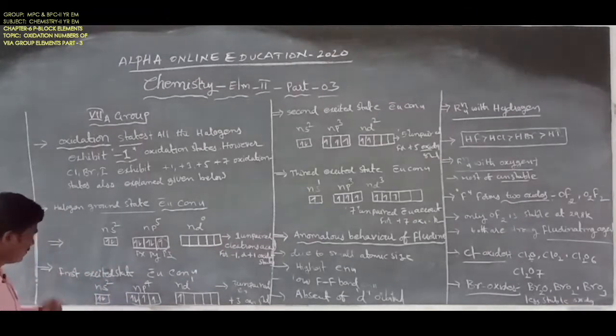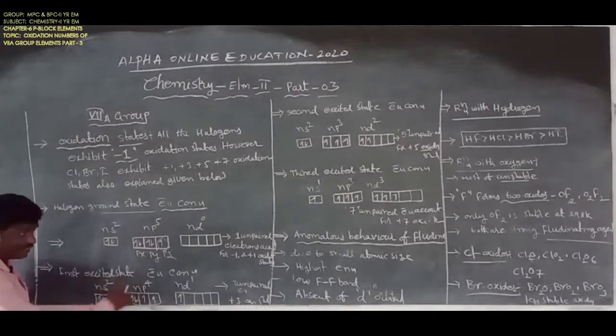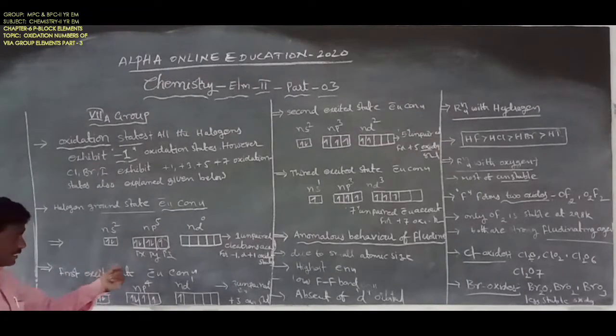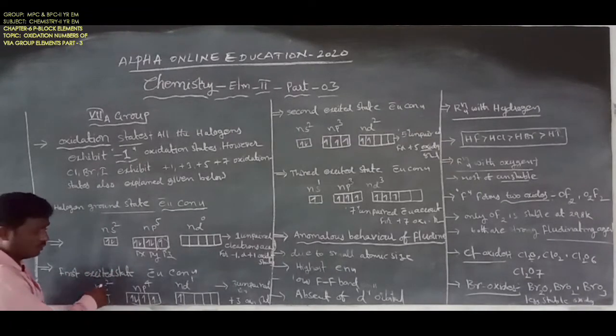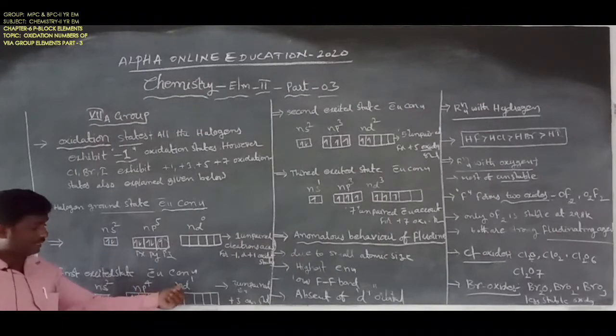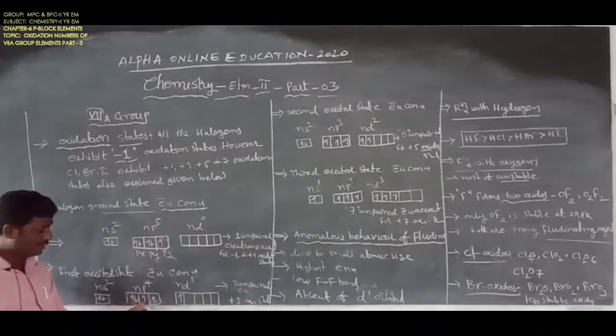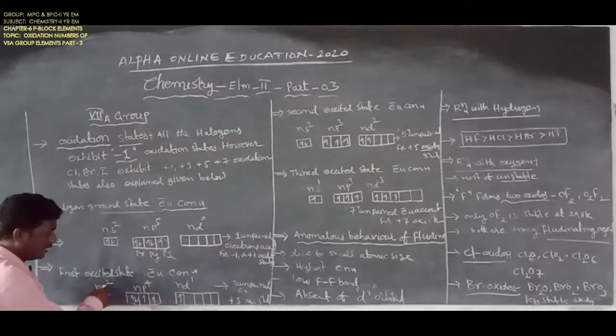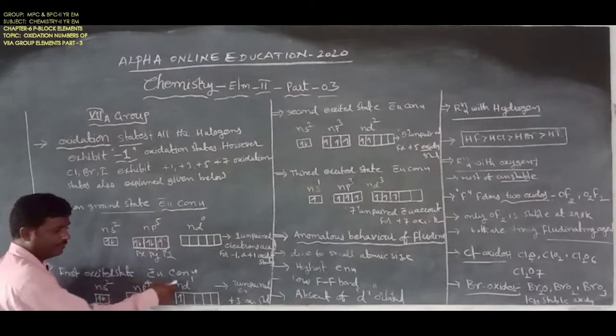Next, the first excited state electron configuration. In halogen elements, the first excited state electron configuration is ns2 np4 nd1. Here one electron from the p orbital jumps into the nd orbital, giving ns2, np4 and nd1.